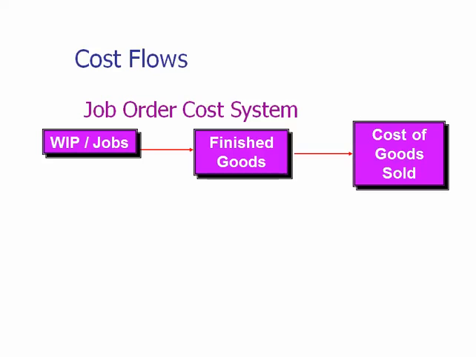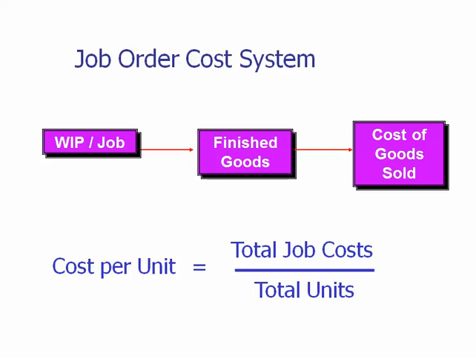So again, the cost flows in a job order system are from work in process for individual jobs. The jobs are transferred to finished goods, as are the costs, and the jobs and the costs then are moved over to cost of goods sold. If we need to calculate a cost per unit, we would simply take the total job cost and divide it by the total units in a particular job.